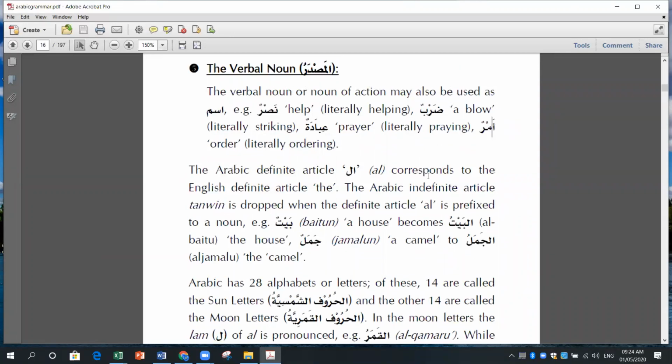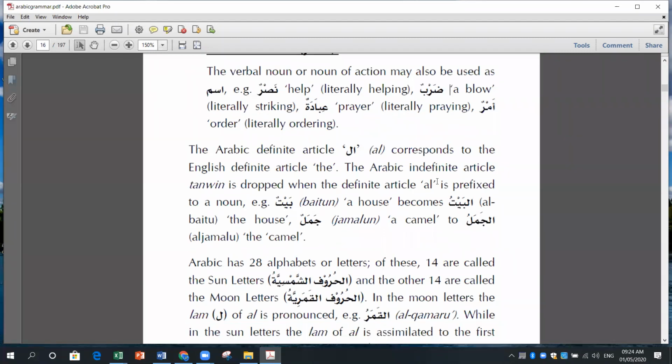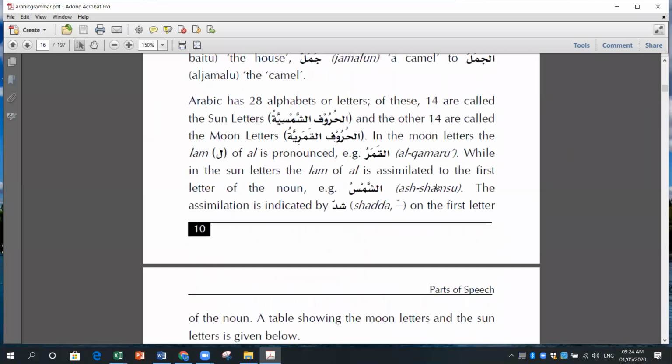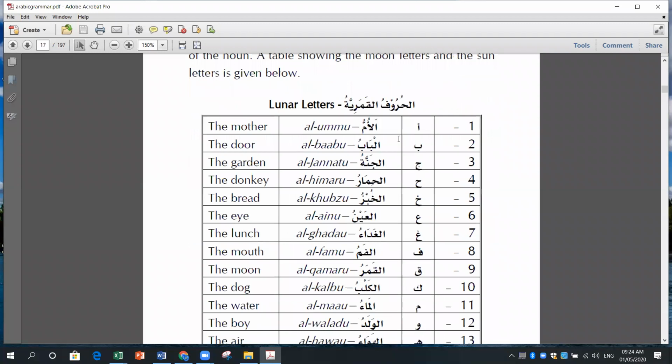Okay, so actually the names of these, like darbun, ibadatun, nasrun, amrun, they are definitely nouns, but they are verbal nouns. They are the names of the verbs. Clear? Yeah. Okay. Clear. Are you aware of huruf qamariya and huruf shamsiya?